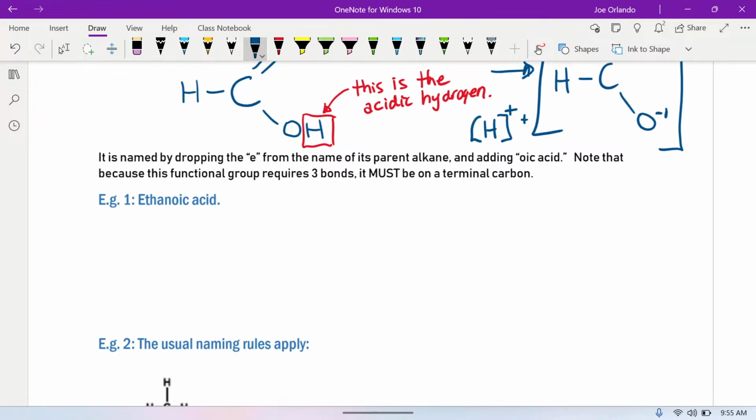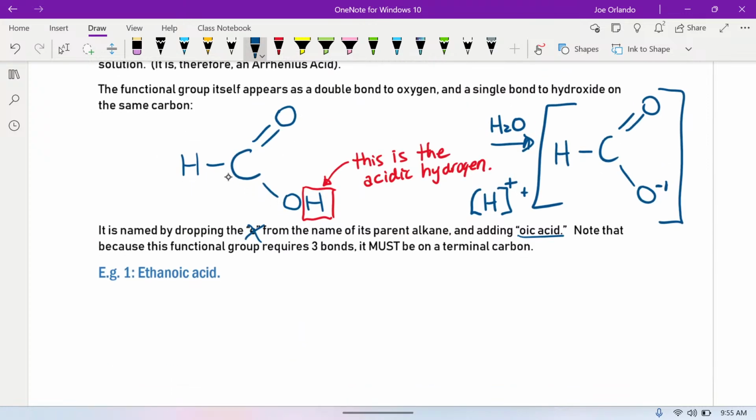So how do we name them? Well, we drop the E from the alkane and we replace it with oic acid. So this simplest one here would be what? If this was just a one-carbon chain, we'd call it methane. So this will be known as methan. We'd only drop the E. Methanoic acid. Good.